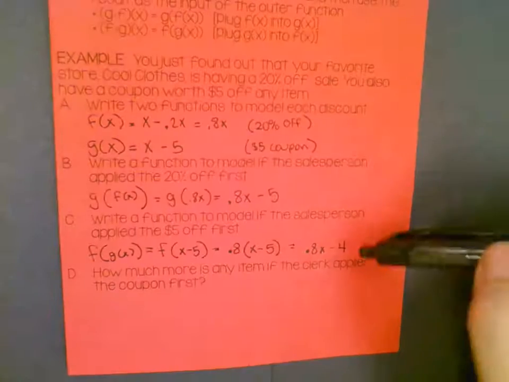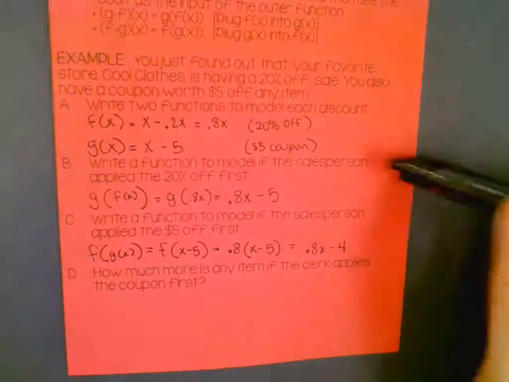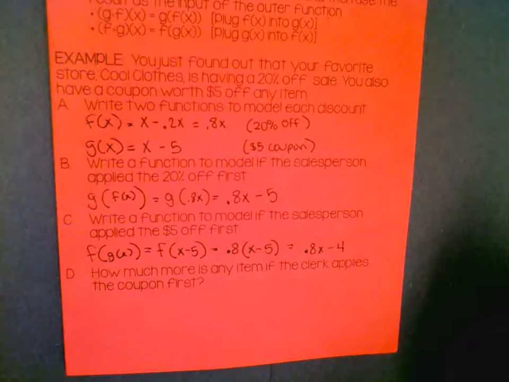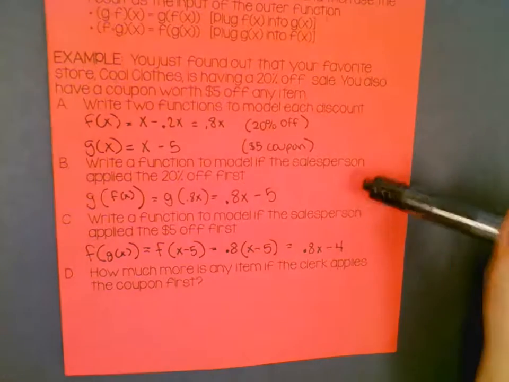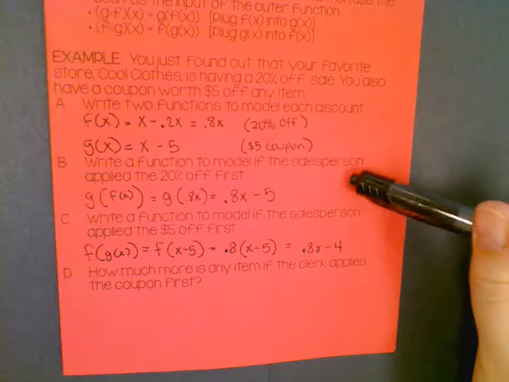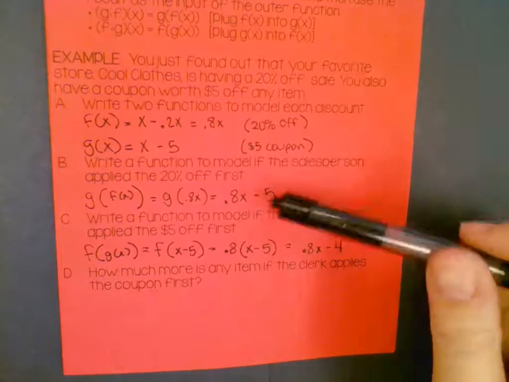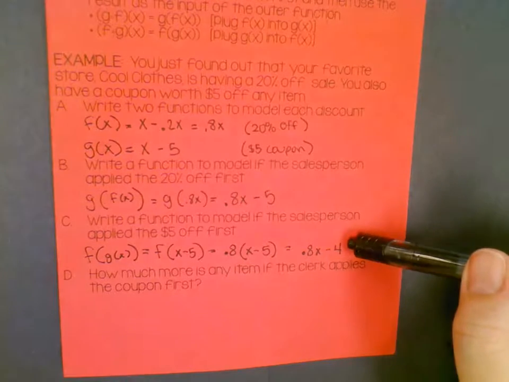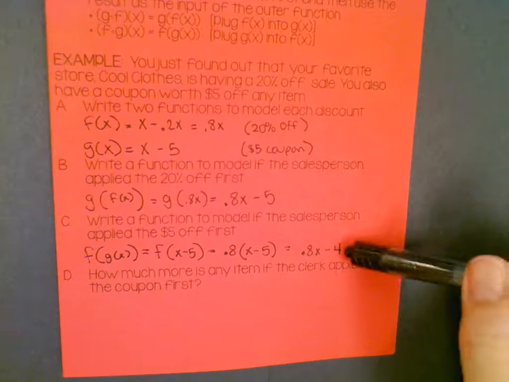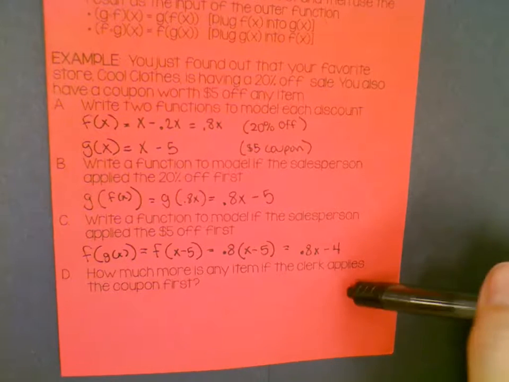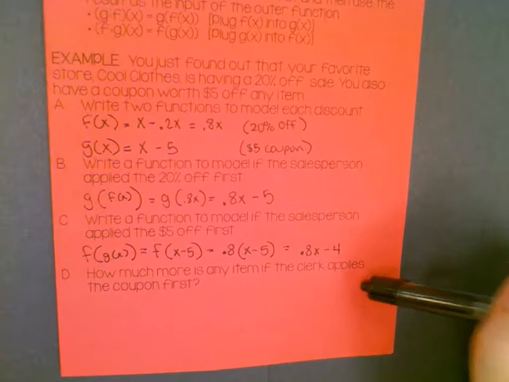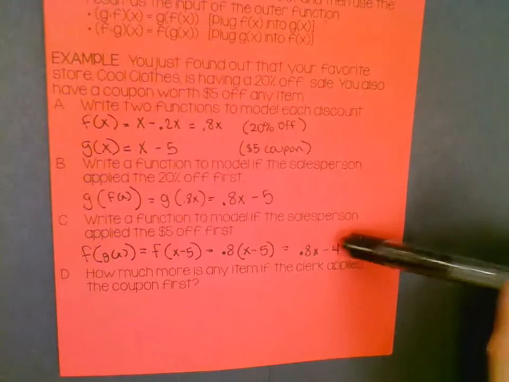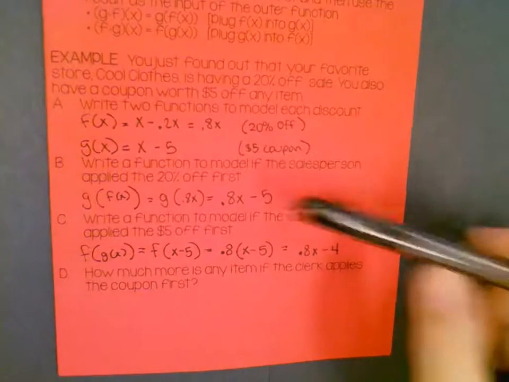So which one would you rather have? 20% off first or $5 off first? I hope you said this one, because with 20% off first, you're getting 20% off total, and then you're still getting your $5 off. Here, if we do the $5 off first, you're losing $1, which is really what the other question asks you. How much more is any item if the clerk applies the coupon first? Well, you'd be paying $1 more, because it's only minusing 4 instead of minusing 5.